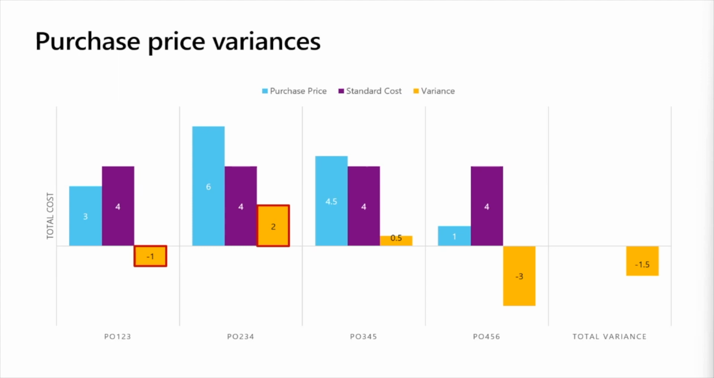In the second PO 234, you can see that there is a variance of +2. This is because the purchase price is now $6. In each of these examples, the variance would be posted to the variance account. So let's take a closer look at an example in the system.